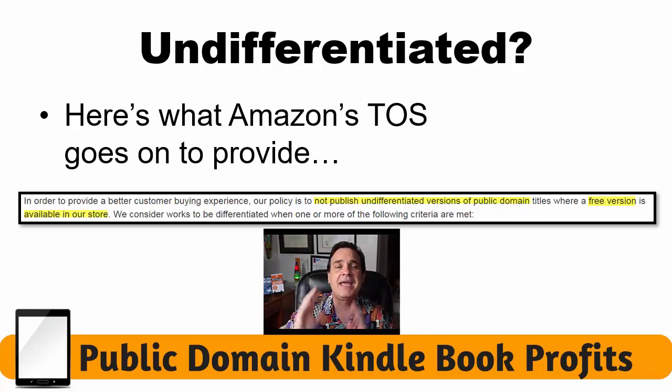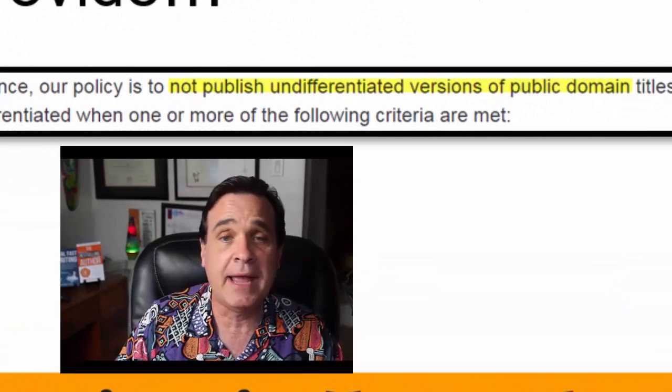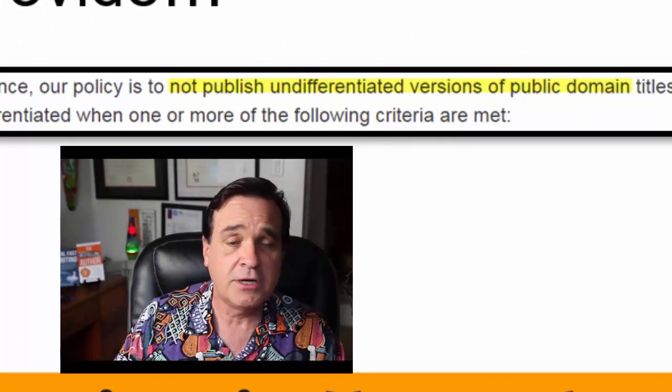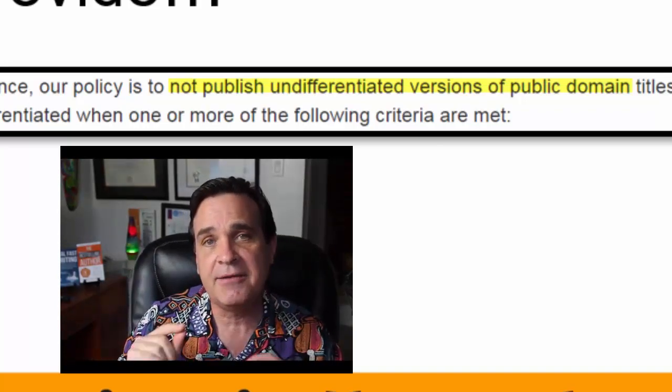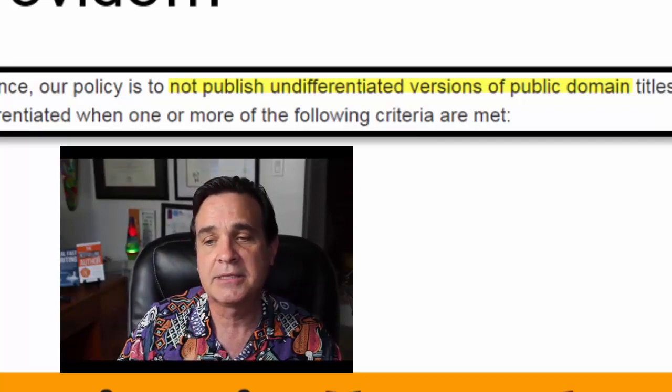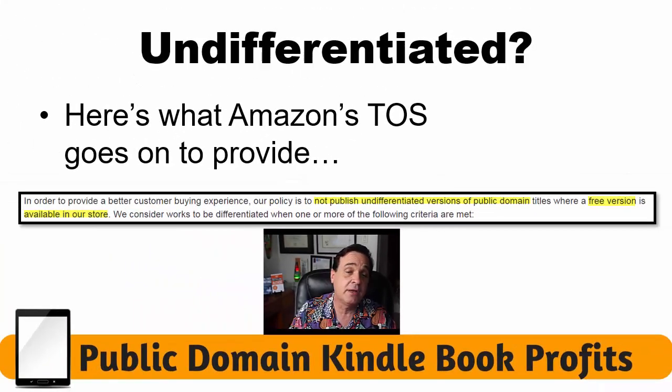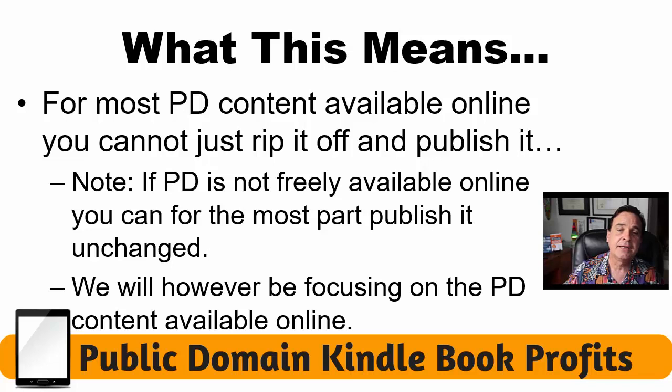And that is making your version of it different. As a matter of fact, that's what Amazon says here in its TOS. "In order to provide a better customer buying experience, our policy is to not publish undifferentiated versions of public domain titles where a free version is available in our store. We consider works to be differentiated when one or more of the following criteria are met." Okay, so we're going to talk about these criteria, how to make your publications different. And it's really not all that difficult.